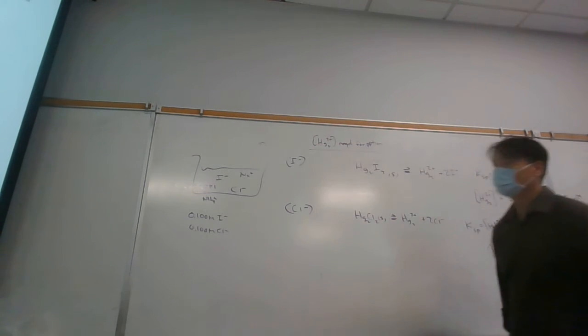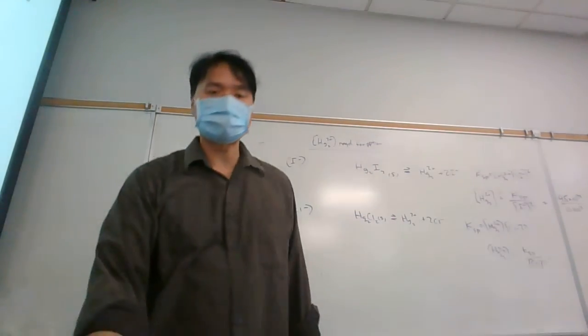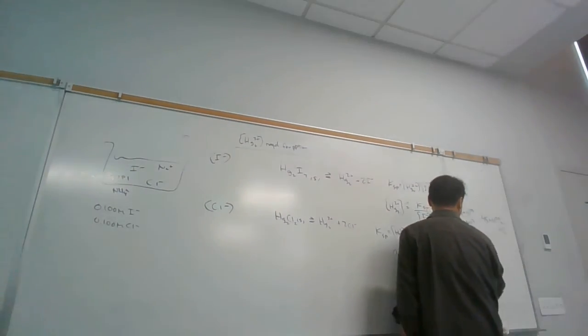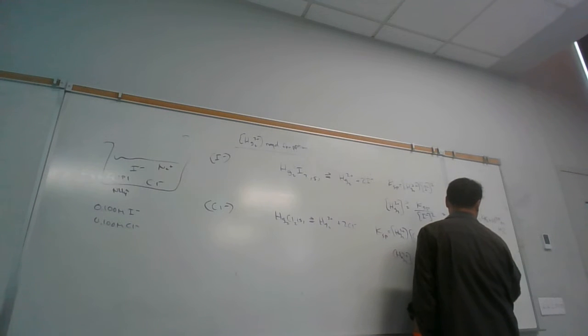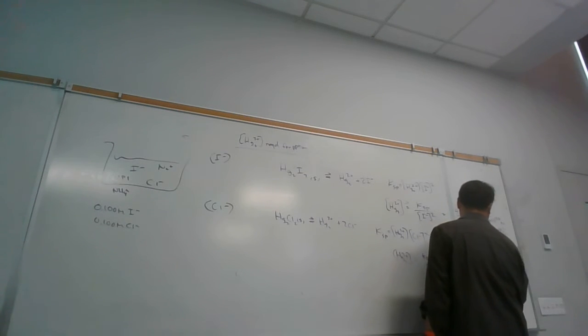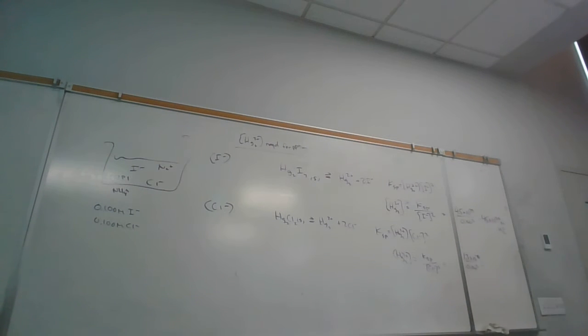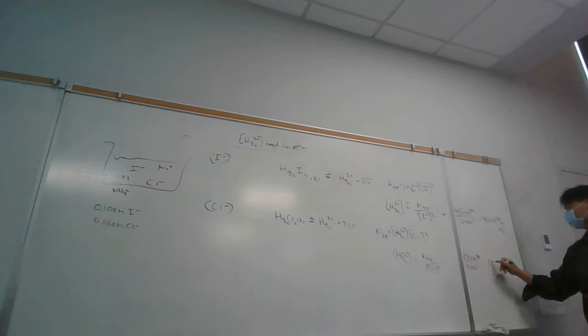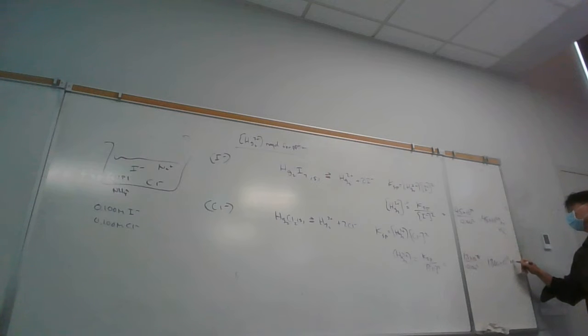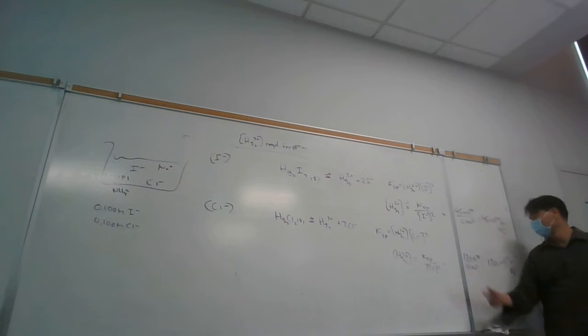The KSP for mercury 1 chloride is 1.3 times 10 to the minus 18. This is equal to 1.3 times 10 to the minus 18 divided by 0.100 squared. So that's 1.3 times 10 to the minus 16. So which one's going to precipitate first? This one.